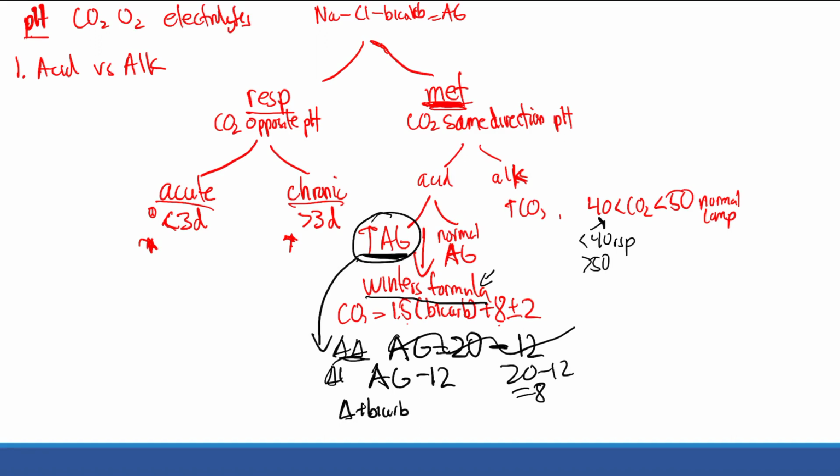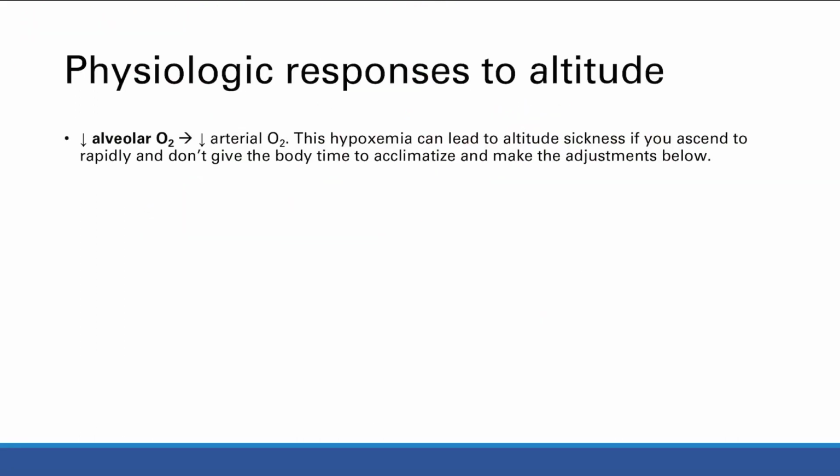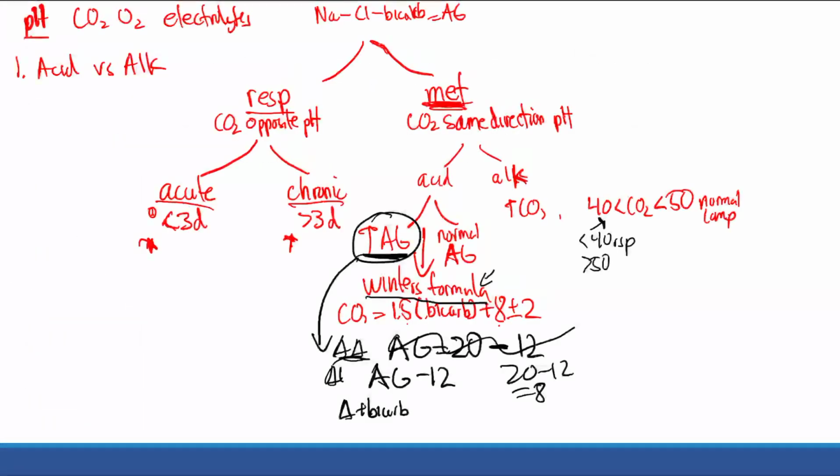Let's say bicarb is 6. So I told you anion gap is 20, bicarb is 6. We got our delta, which was 8, remember? We got that from anion gap minus 12, 20 minus 12, so 8. So 8 plus 6 equals 14. If this sum is equal to 24, remember that's a normal bicarb, that means there's nothing else going on.